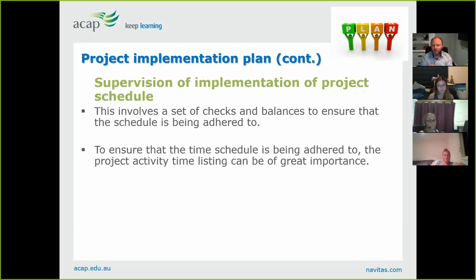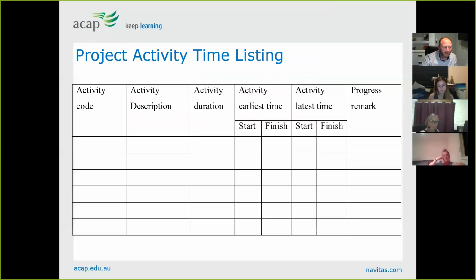And also, of course, making sure that the time schedule is being adhered to, and project activity time listing can be of great performance in making sure that you are adhering to a time. So in that Gantt chart, if you like, or the PIP, all those actions, when broken up, that helps you keep on track and you know when things should finish and the new part of the project should start. Project activity time listing. So this is an example of when things are happening. A very simple format. Have a look at it in your own time. Probably find some more.